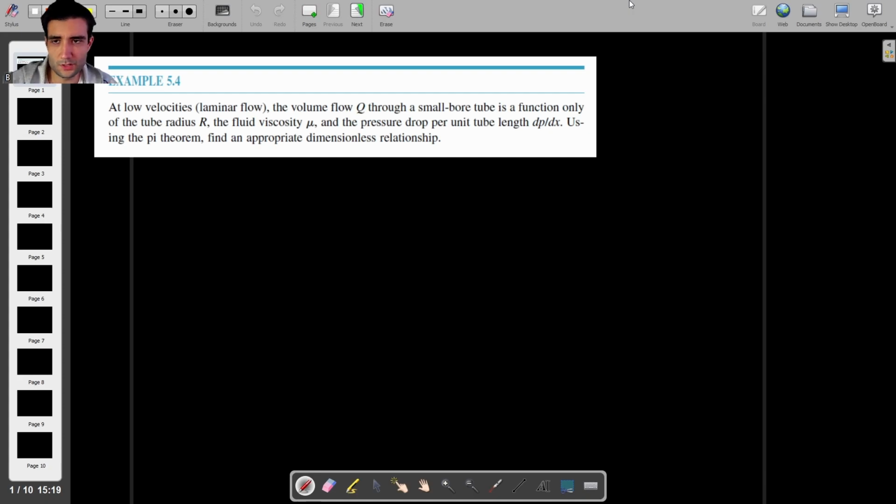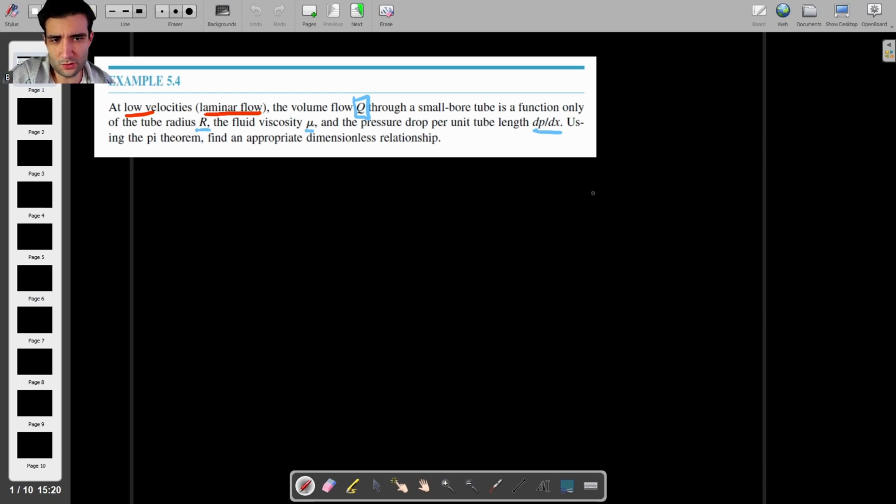So here's what we are dealing with. The question says that at low velocities, in other words, when we have laminar flow, the volume flow rate Q through a small bore tube is a function only of the tube radius, the fluid viscosity mu, and the pressure drop dp by dx. Then, using the pi theorem, or the Buckingham pi theorem, find an appropriate dimensionless relationship for this. So the first thing I would suggest is write down all the variables.